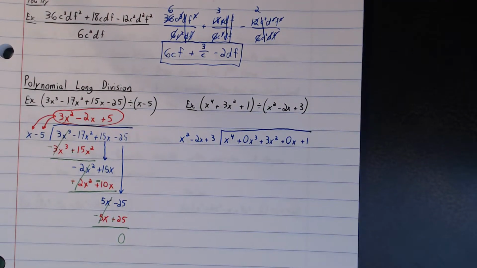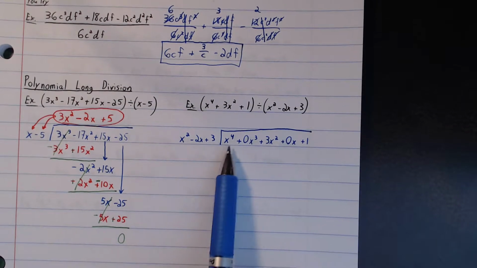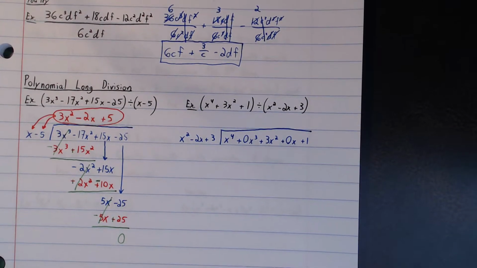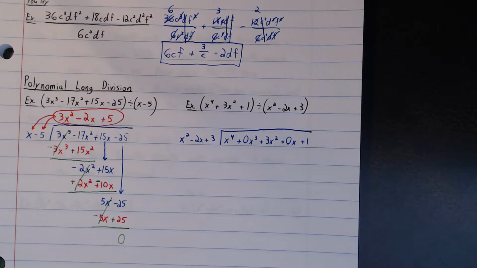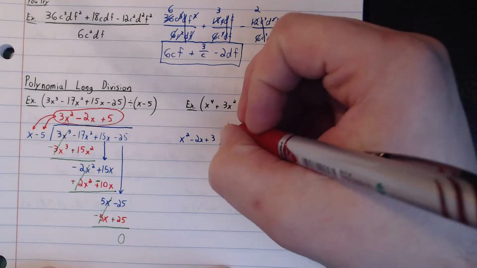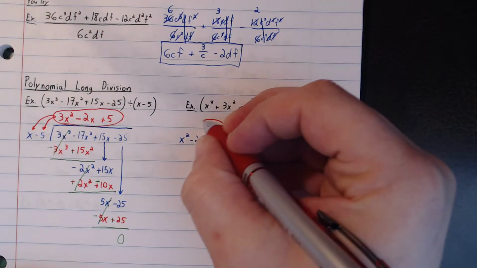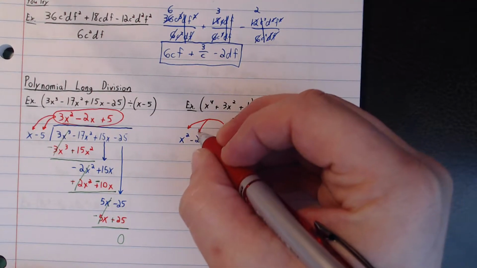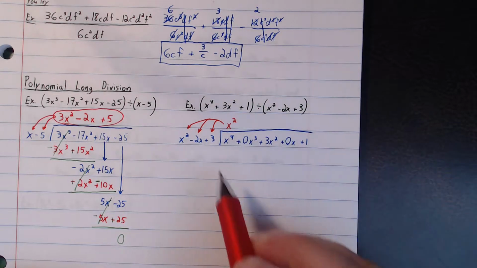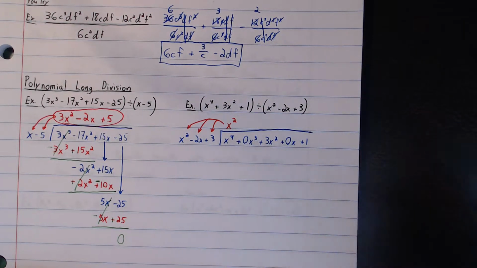Okay. Process is the same. I need to make this x squared become an x to the fourth. So I'm going to multiply by x to the second. This time, when I distribute, it's going to go to all 3 terms. And then we're going to write all 3 terms underneath as well.